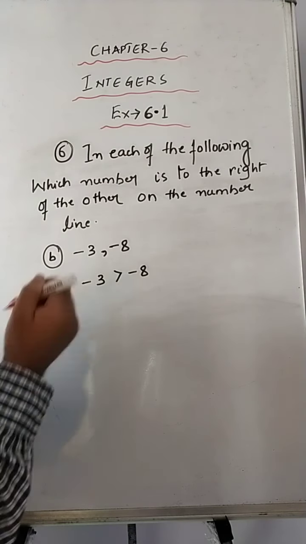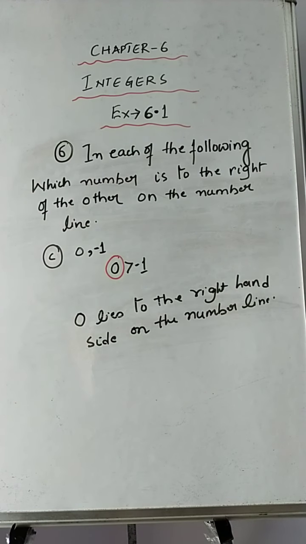So we will say that 0 lies to the right hand side on the number line. Okay, let's see what is there in sum number D. In sum number D, we have one negative integer and one positive integer. So again, same logic, that is, which integer is greater than the other. Quite obvious that the positive integer will always be greater than the negative integer.